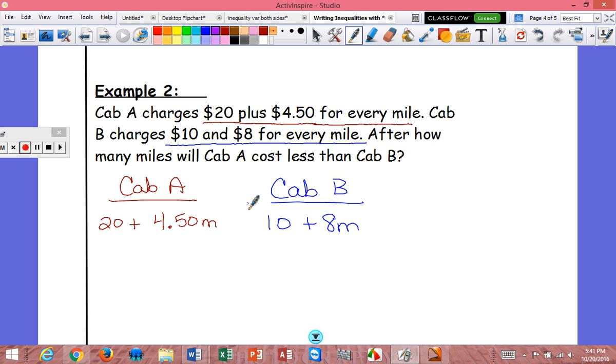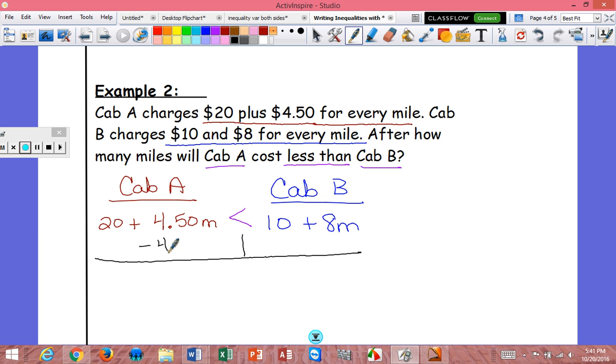Now I want an inequality symbol. In the question it says, after how many miles will cab A cost less than cab B? So I want cab A to cost less than cab B. And now we can go ahead and solve it from here. So I'm going to separate the left and right sides. And now I want to cancel one of the terms that has a variable. I am going to choose this one because the coefficient is smaller.